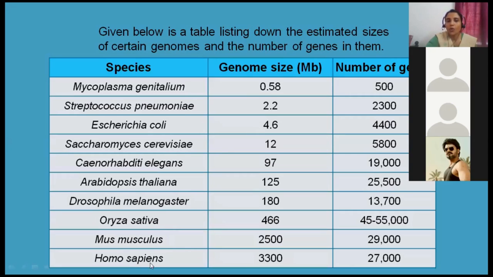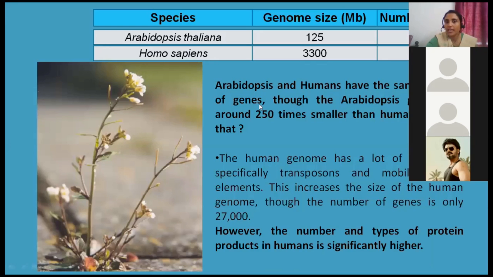Then you come to Homo sapiens, that is us human beings, okay? The human genome size is 3,300, almost 25 times that of Arabidopsis thaliana. But the number of genes present is 27,000. Here it is, 25,500 and 27,000. So what I'm coming to tell you is Arabidopsis is a small plant, okay? Arabidopsis and humans have almost the same number of genes, though the Arabidopsis genome is much smaller than the human genome. How is that?